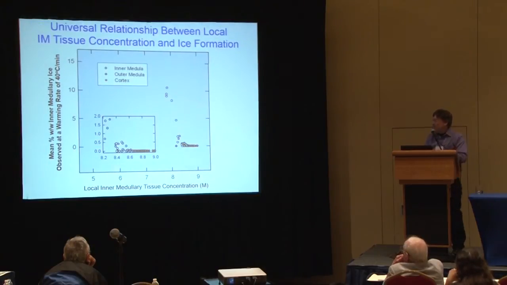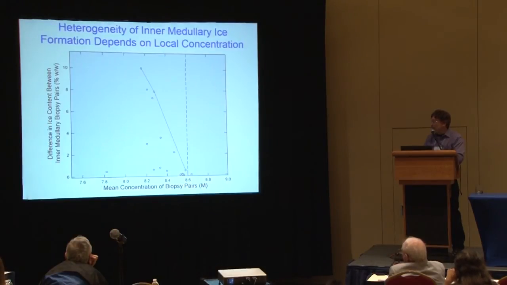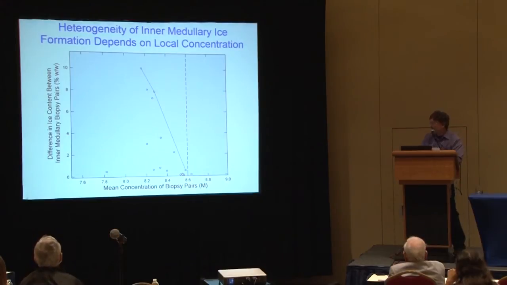Okay, so using a phase diagram of dilutions of M22, we can convert the melting point differences into concentrations, and we find in that way that as long as your tissue, whatever it is, has a local tissue concentration greater than about 8.6 molar, it's stable. It's not going to form any ice. If it's less than that, you get into some trouble. So there's a distinction between tissue concentration now and urine concentration that I told you about before.